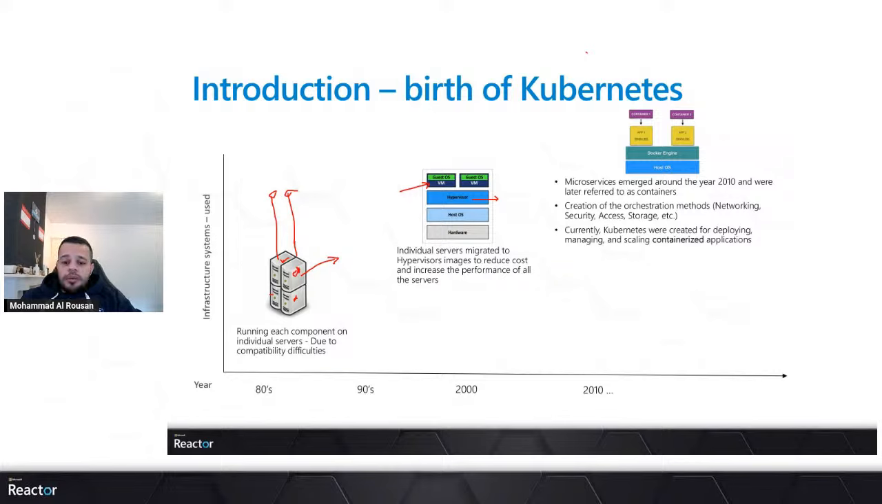Then in 2010, microservices came to the picture and were later referred to as containers, which we will cover in the next slide. This created the need for orchestration methods to manage the underlying infrastructure, including networking, storage, access, etc. And currently, Kubernetes is there to help with deploying, managing, and scaling containerized applications.